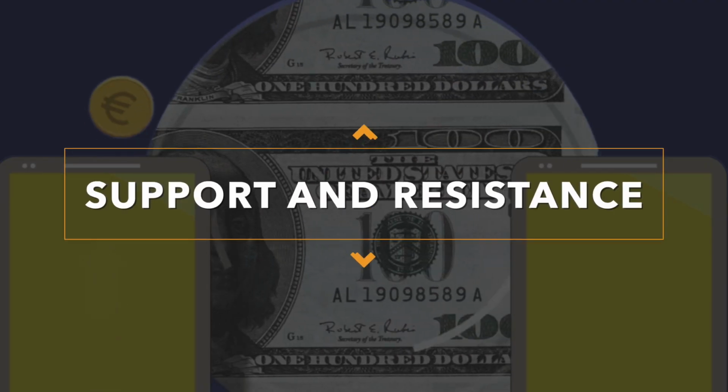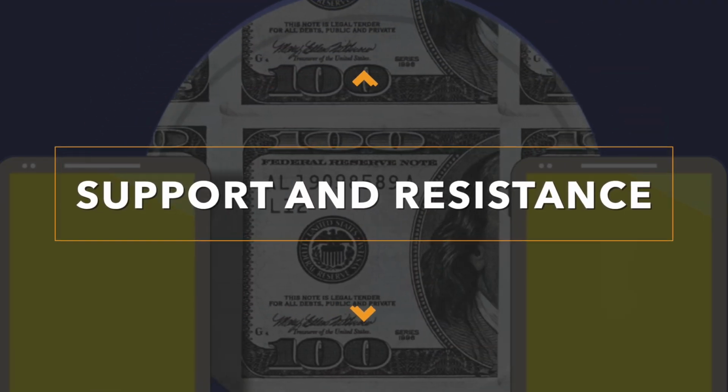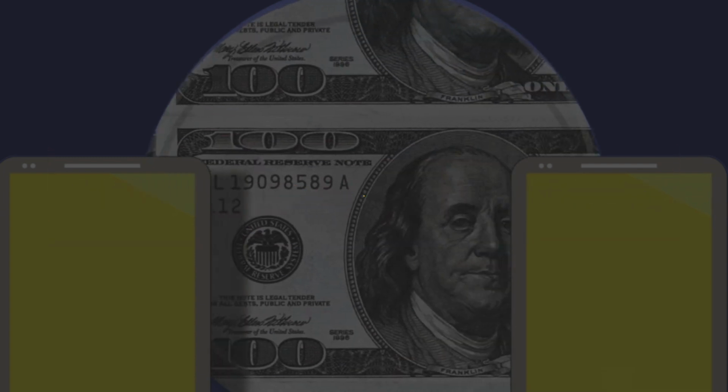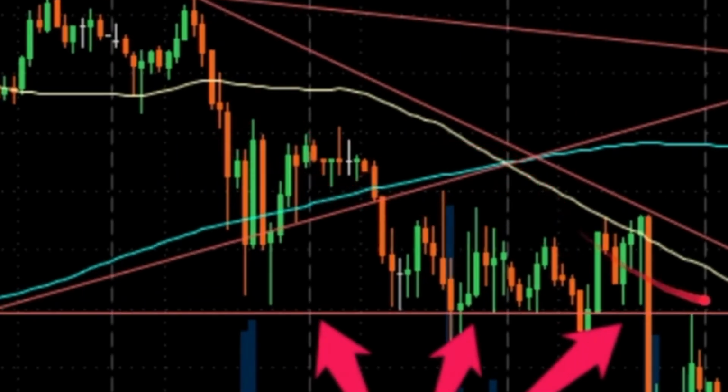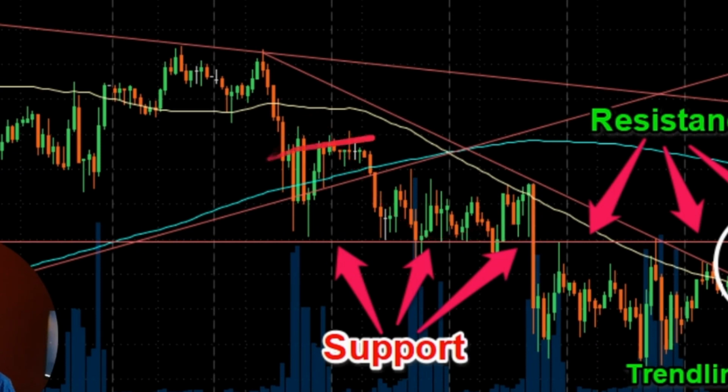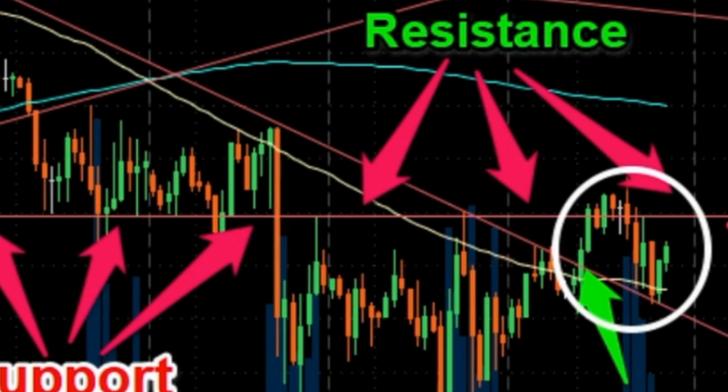Okay, a little bit on support and resistance. I would just want to take you through this real quick. Okay, this is a 1 hour chart. I use this example because you can see here for 3 days, here 1, 2, and 3 days, this thing was hitting support area here until it finally broke through. Once it broke through, then what happens is that support area turns into resistance.